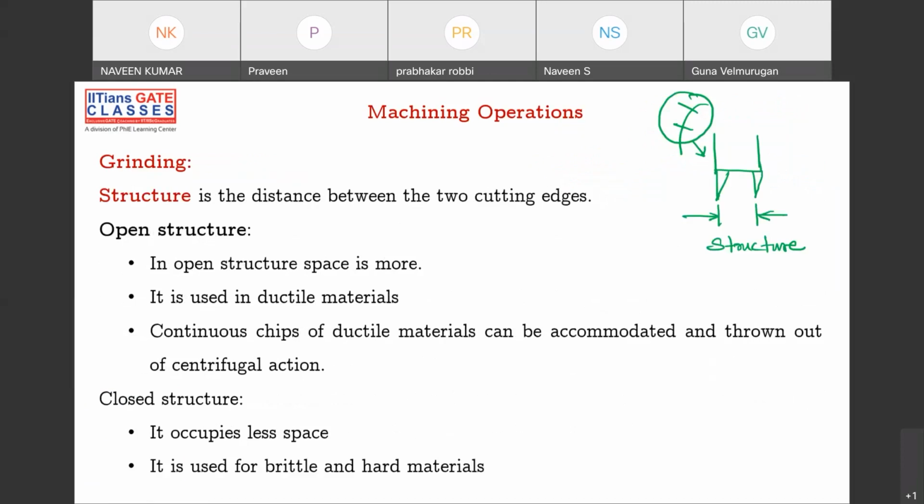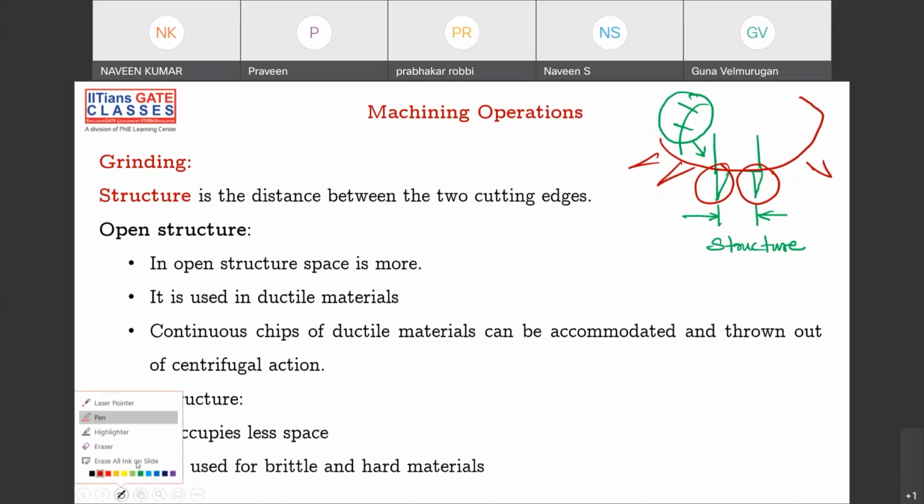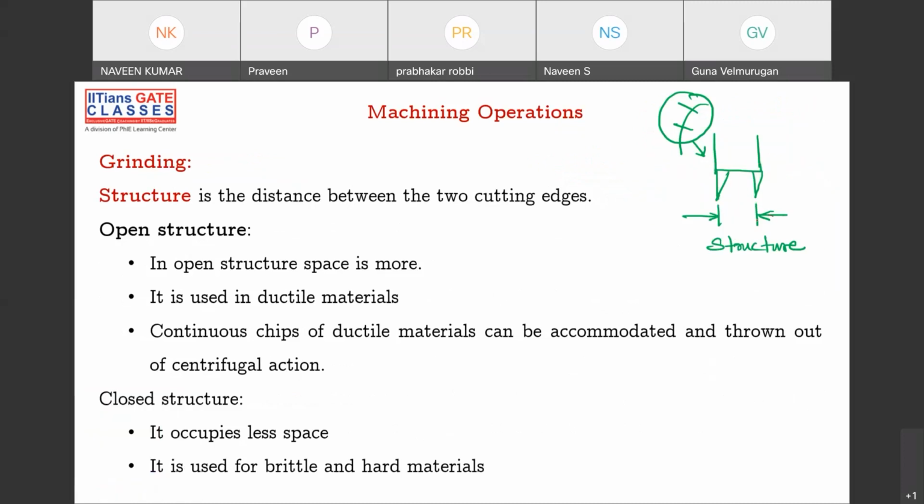Okay, so in a grinding wheel, we have these things. This is one abrasive particle, this is another abrasive particle, and this is your grinding wheel. So there are so many abrasives. Let us take only two abrasive particles here, one and two. The distance between the two cutting edges or two abrasive particles is known as structure. If the space between these two cutting edges is more, then it is called open. If the space between the two is less, then it is called closed, with less space.